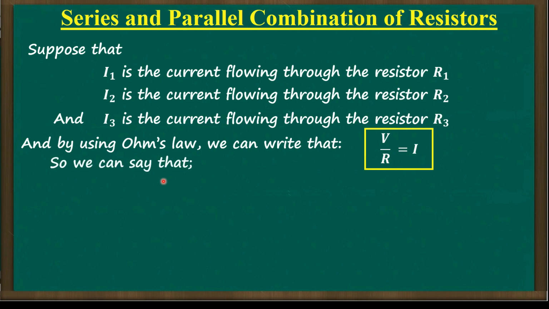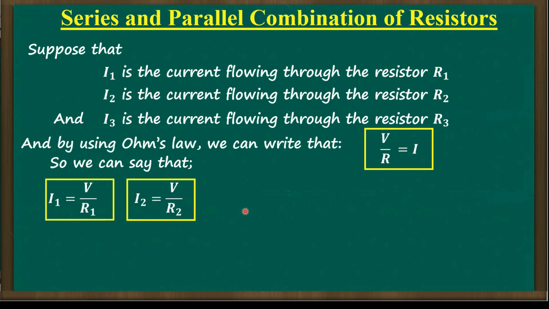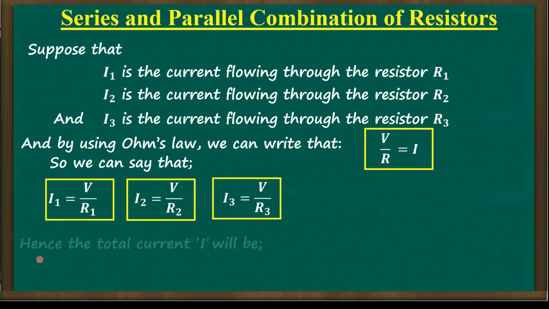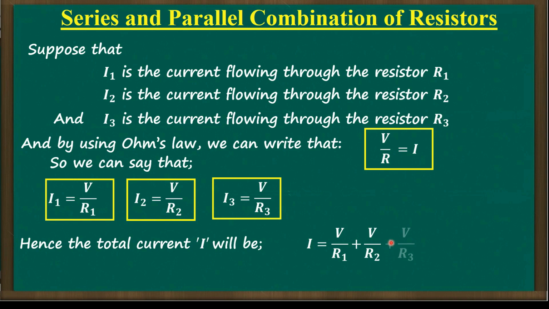So we can say that current I1 is equal to potential difference V divided by resistance R1. Current I2 is equal to potential difference V divided by resistance R2, and current I3 is equal to potential difference V divided by resistance R3. Hence the total current I will be equal to V over R1 plus V divided by R2 plus V divided by R3.